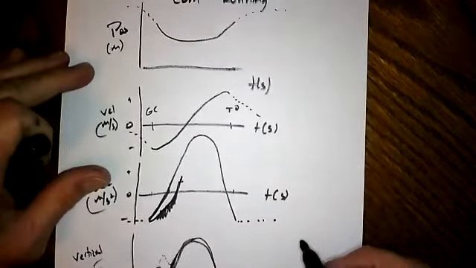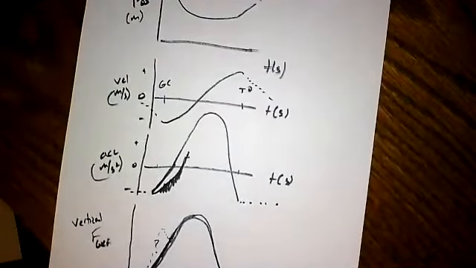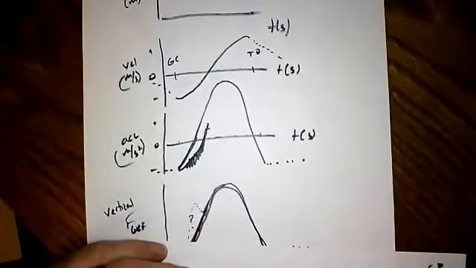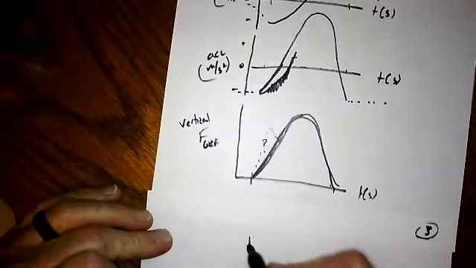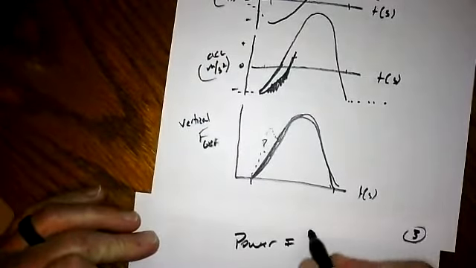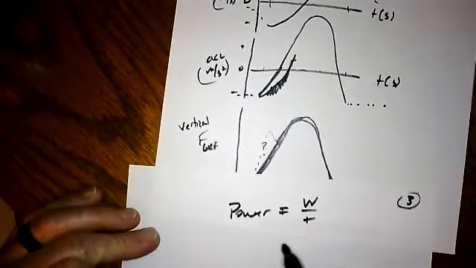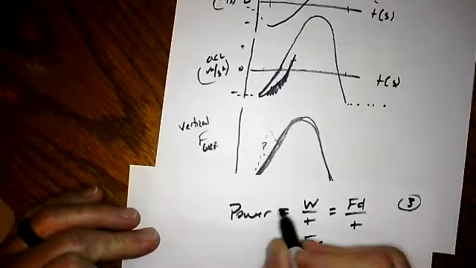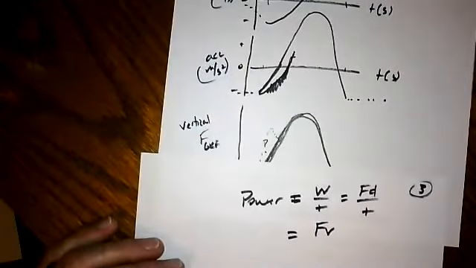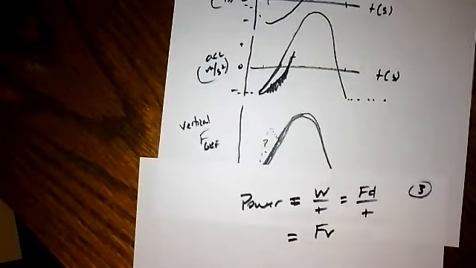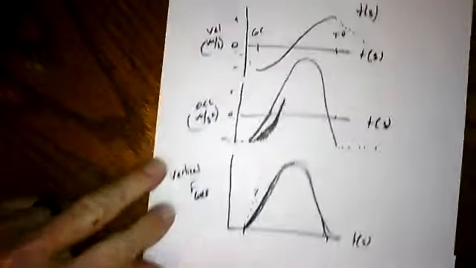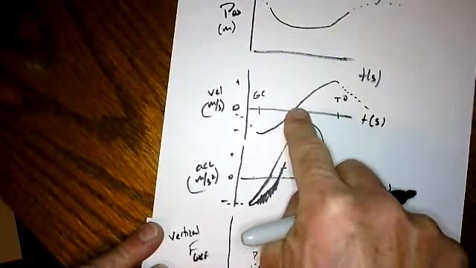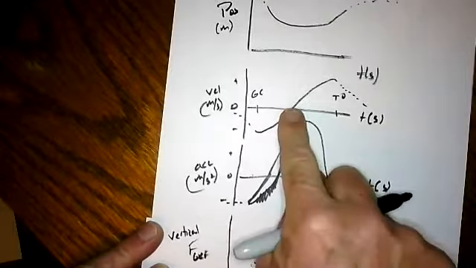Now let's think quickly in terms of power. Remember, power is the rate of work done, so work over time, or it's force times velocity, because work is force times distance, over T. So force times velocity. One way to get at power is to take our force profile and multiply it by our velocity profile.